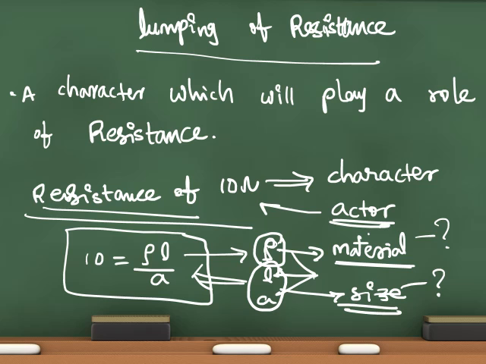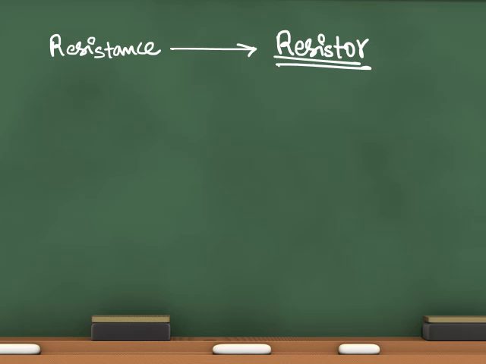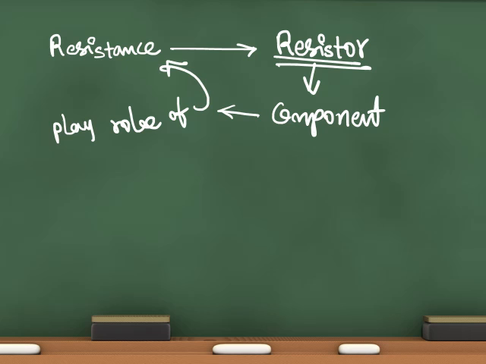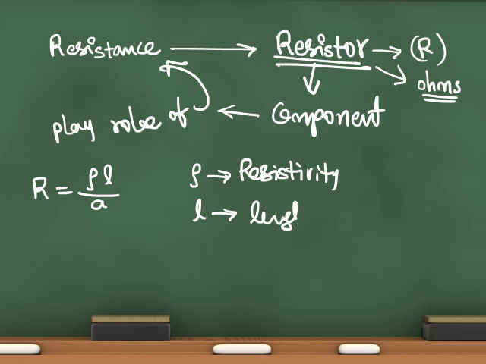That actor, or the substance or the material or the device which will play a role of resistance, is called a resistor. So resistor is a component which will play the role of resistance. And what is this denoted by? This resistor is denoted by R, and units for this is ohms, and formula for that will be rho L by A, where rho equal to resistivity, L is length and A is area.